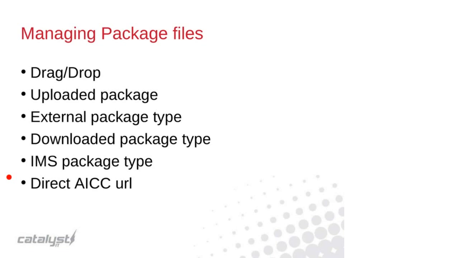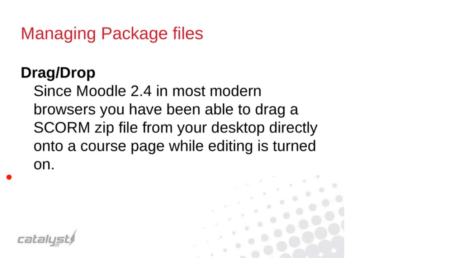So drag-drop, since Moodle 2.4, you've been able to drag a zip file from your desktop straight onto your course while it's in editing mode. And it pops up a message and says, would you like to add this file as a folder, as a normal file upload, or a SCORM zip? And if you click SCORM zip, it uploads and it just uses the default SCORM settings that you've set in your admin activities, plugins, activities, SCORM administration page, all the defaults that you set there, and adds it to your page straight away. And it's very, very easy to add that to your course.